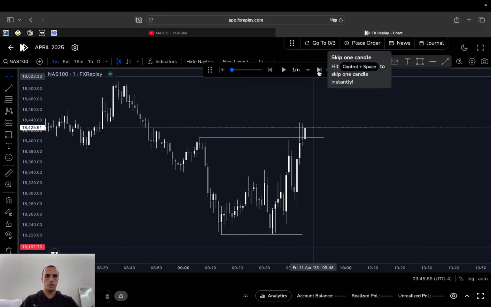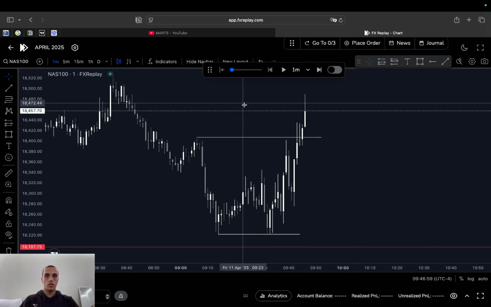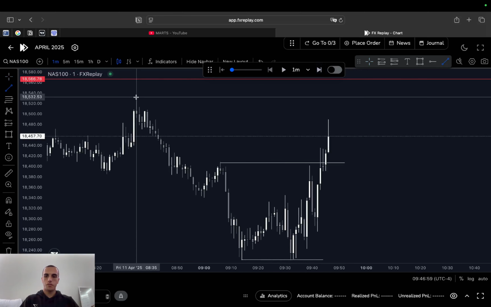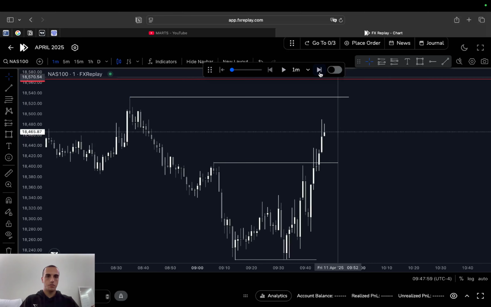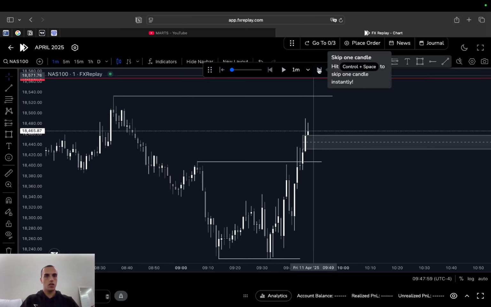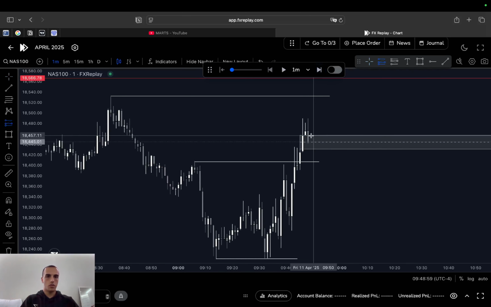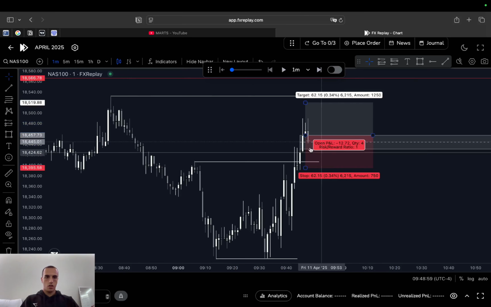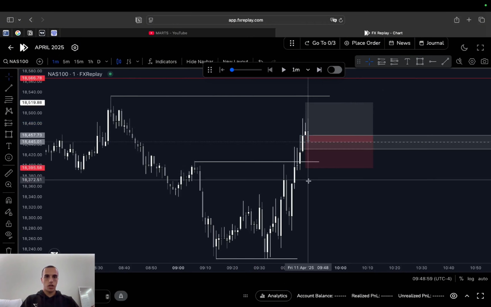Wait for clear displacement. Now we displace higher. Created a fair value gap. Still, I don't like when it's very close like that because we don't know if it's actually manipulation. But this is our kind of entry, right? So right away we enter short as soon as it taps.